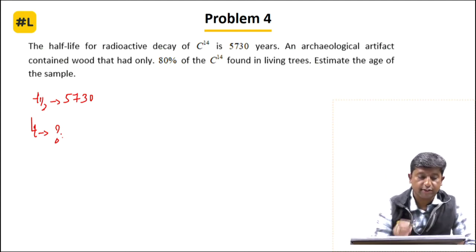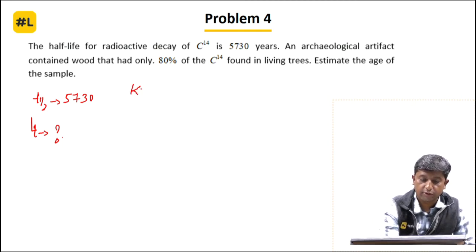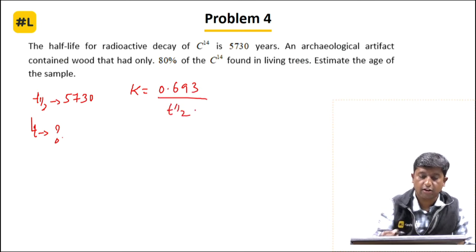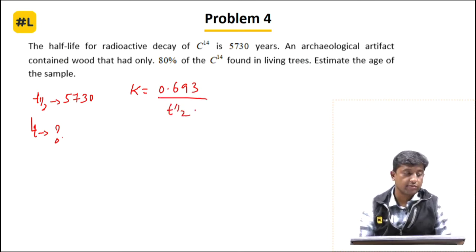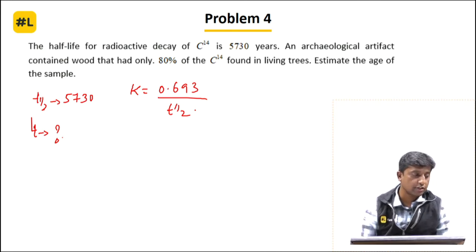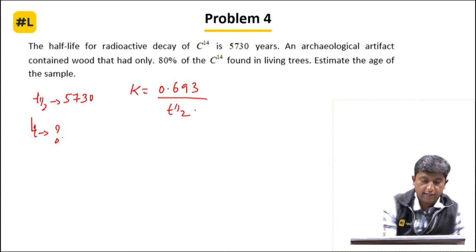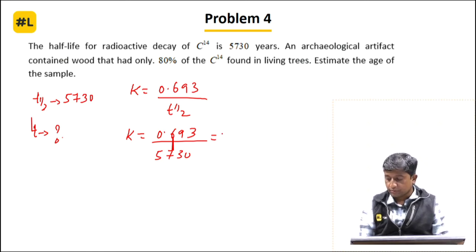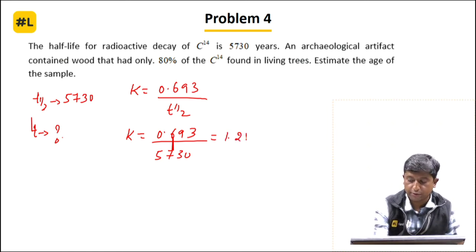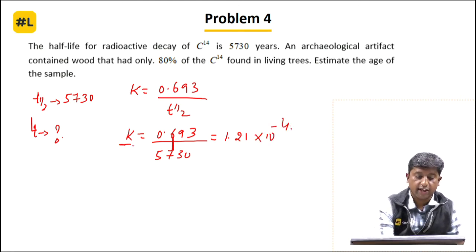So first you need to calculate the value of k. We know that k will be equal to 0.693 divided by t half. This is the formula from which we can calculate. Too simple. Come on, calculate, Dhruv. It is k equal to 0.693 by t half. Yes, k will be equal to 0.693 divided by t half, which is 5730. So what will be the answer for this? It is 1.21 into 10 power minus 4.